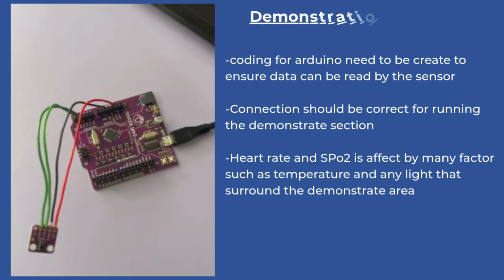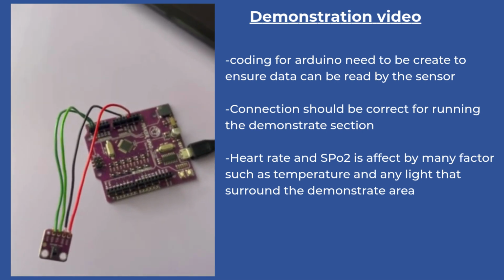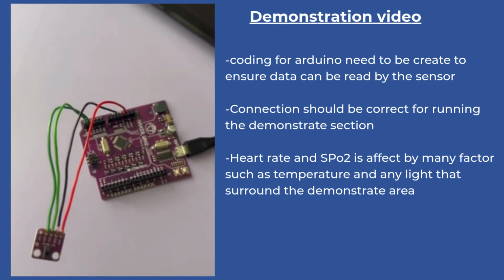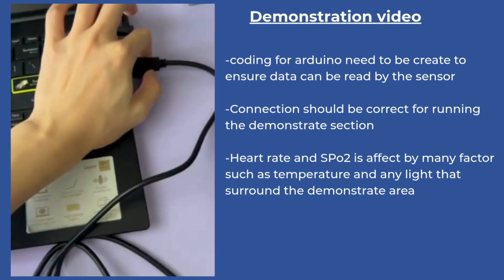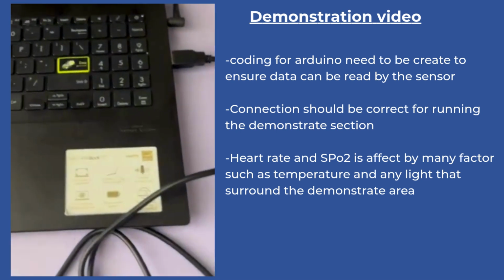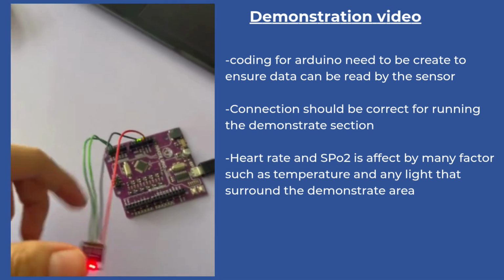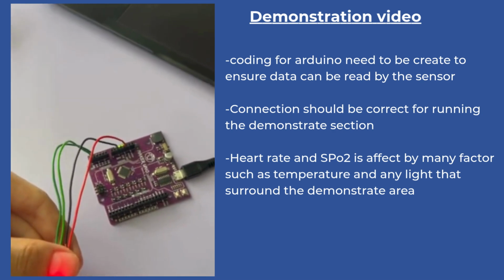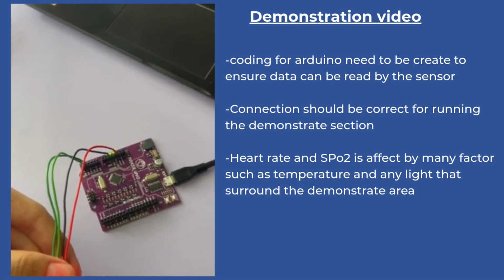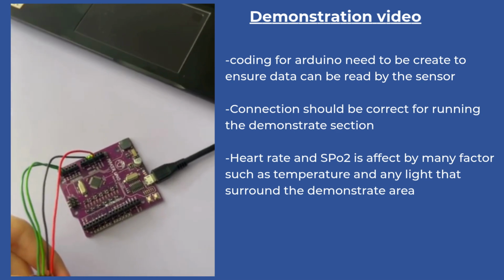This is our demonstration setup using an Arduino board and a sensor that helps to detect our heart rate and SpO2, which is the main focus of our assignment. When we plug in our voltage supply, we can see a red light, which is the IR light. When we put our hand onto the sensor, the monitor will detect our heart rate and SpO2 and display them easily.